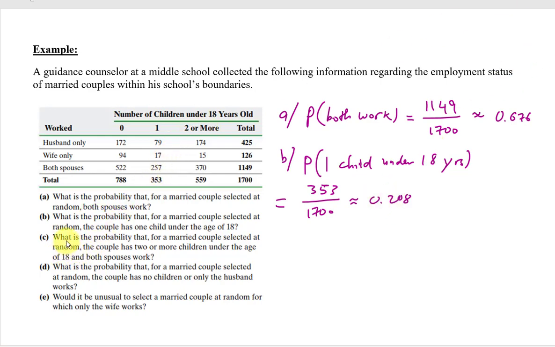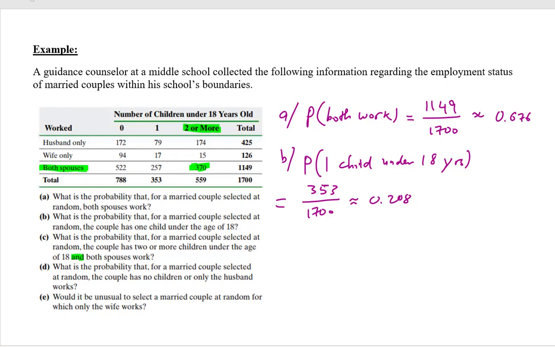And then the next part: what is the probability that for a married couple selected at random from the table, the couple has 2 or more children under the age of 18, and also both spouses work? So we also include another requirement. And that is going to be what? This column, this row, that is 370.